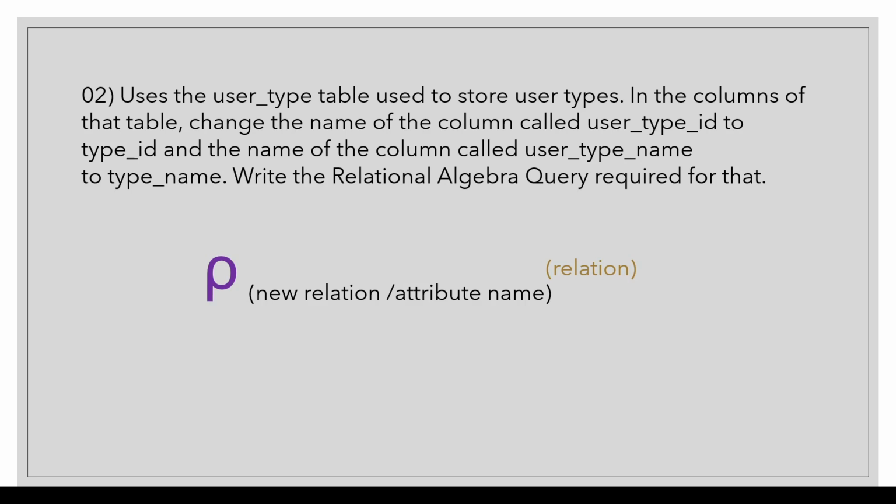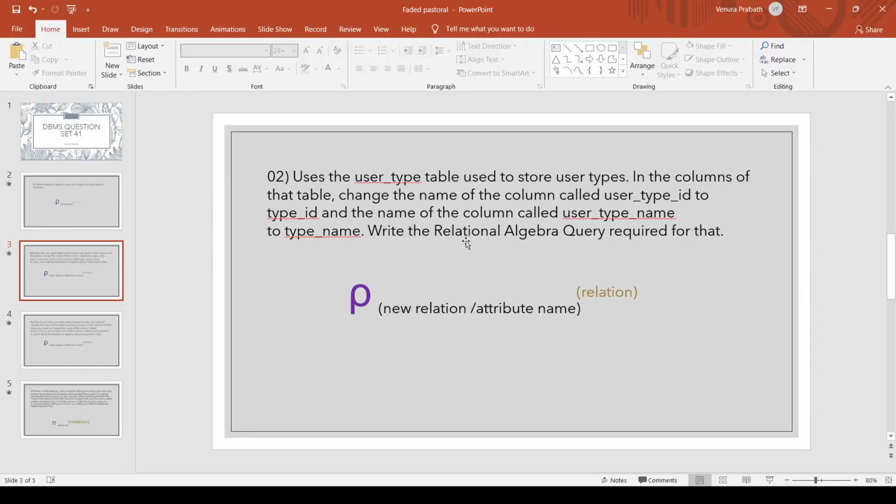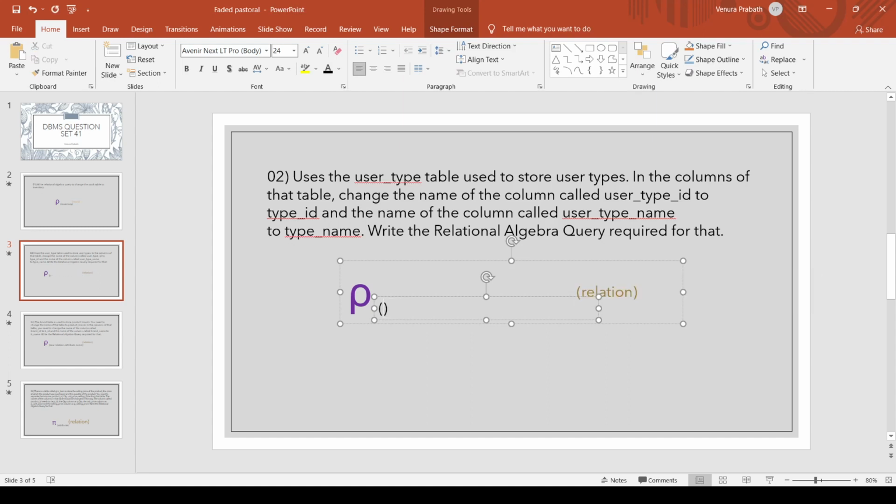Let's see here. This time we have to change an attribute name, and not only one attribute, we have to change the names of two attributes. In the user type table there's an attribute called user type ID, and we have to change that name to type ID. So we can mention the attribute name. We are not going to change the relation name, we are changing the attribute name.